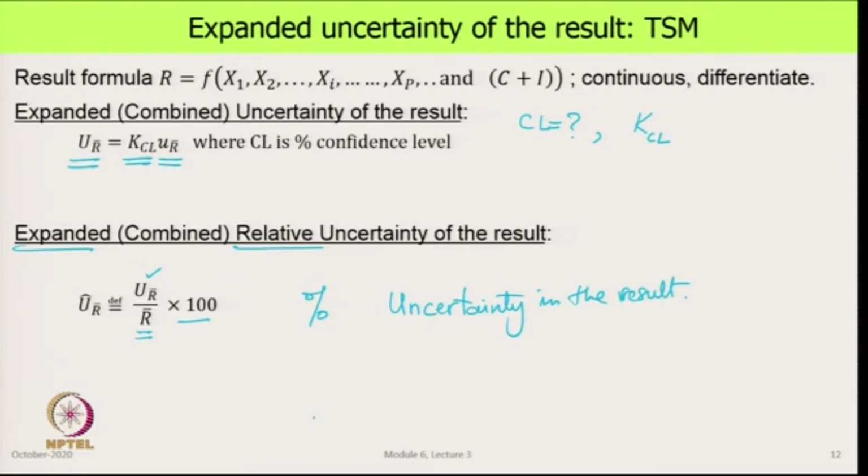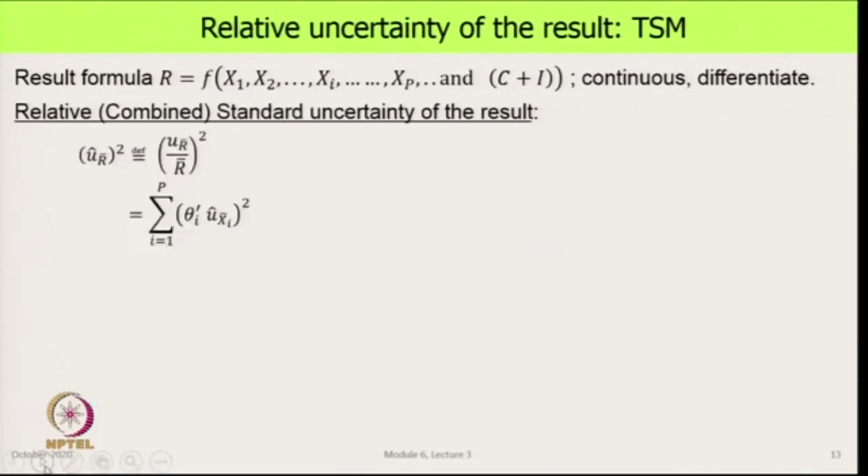So, this is a relative one, this one is the absolute one. Whenever we come across the term that uncertainty in such and such a parameter is this much, this is what is being reported. If it has units, it is u r bar. If it has no units, as a percentage or a ratio, it is u hat r bar. So, this gives us the expanded uncertainty of the result.